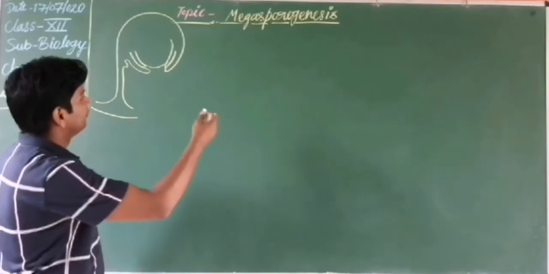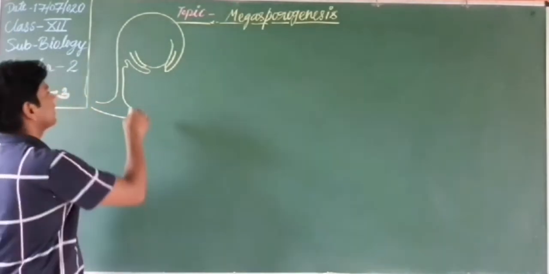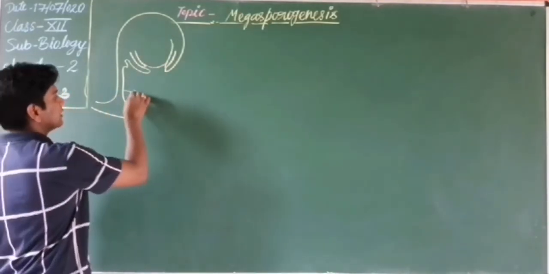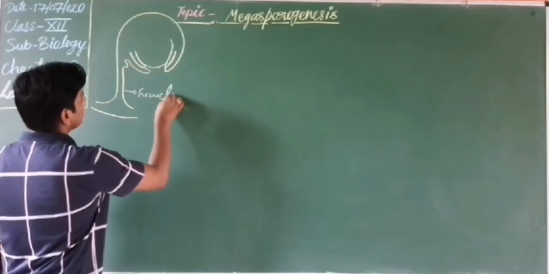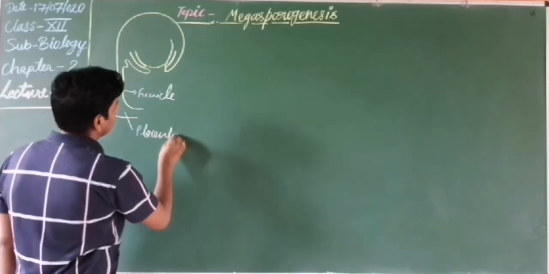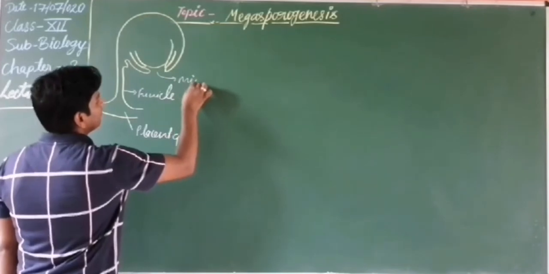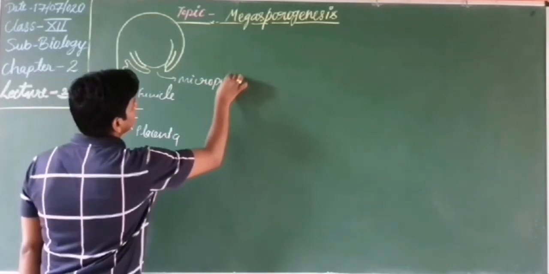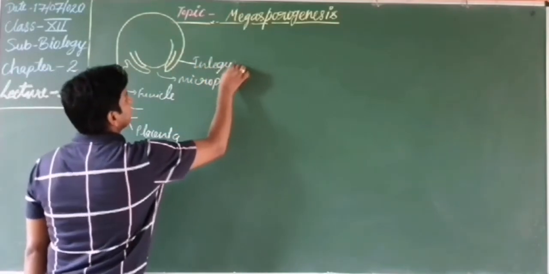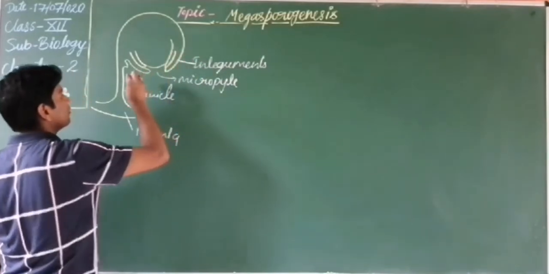First, before discussing megasporogenesis, I want to remind you of this diagram of the ovule. Students, you know this diagram of the ovule in which this is the funicle, this is the placenta. Here you are looking, this is the micropyle, and these are the integuments. This is the inner one and this is the outer one.